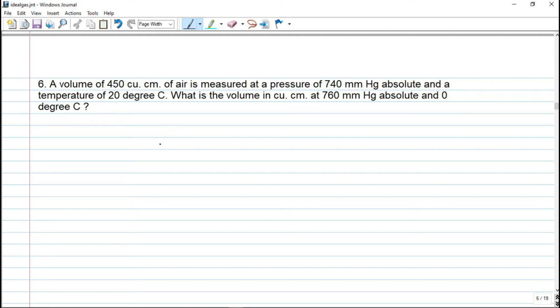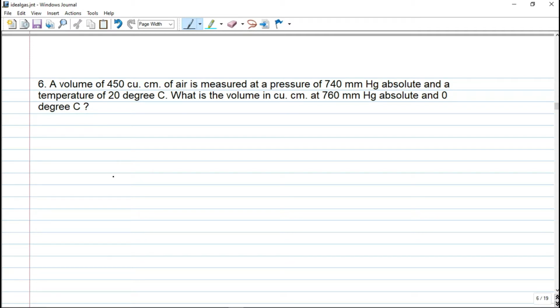Problem number 6: a volume of 450 cubic centimeters of air is measured at a pressure of 740 mmHg absolute and a temperature of 20 degrees Celsius. What is the volume in cubic centimeters at 760 mmHg absolute and 0 degrees Celsius? So the volume in cubic centimeters is our final volume.